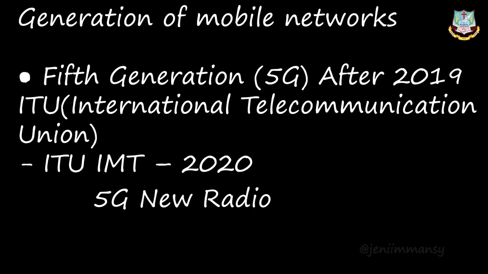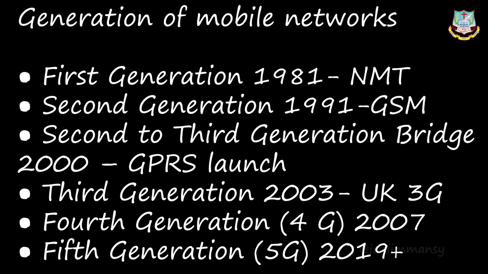That's all about these generations of mobile networks. First you have seen the first generation, 1G, in the year 1981, that is NMT launch. 2G is 1991, that is GSM launch. GSM is nothing but Global System for Mobile communication. And the third one is 2.5G, the bridge between second and third generation. The next one is third generation, 3G, in the year 2003, then 4G in the year 2007, and 5G after 2019.